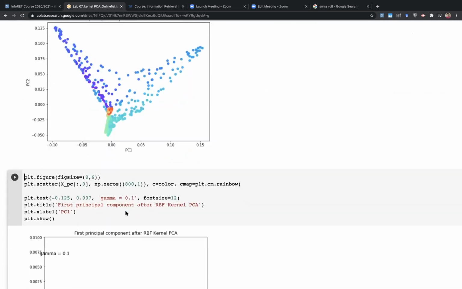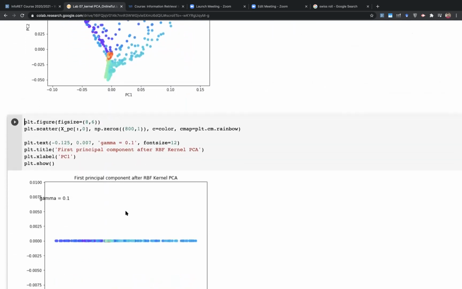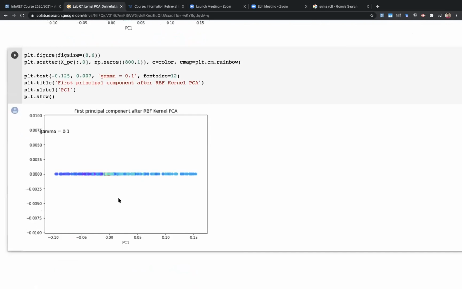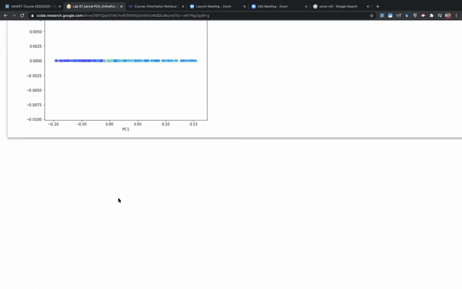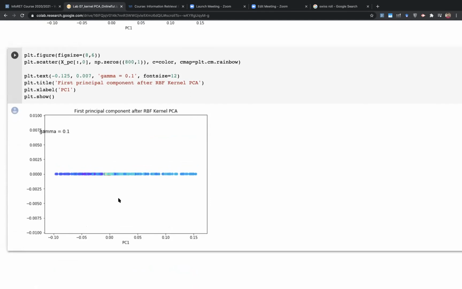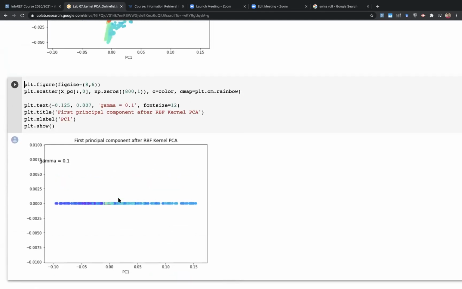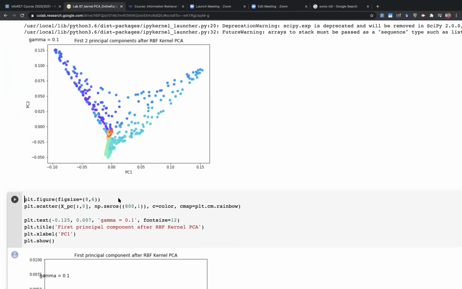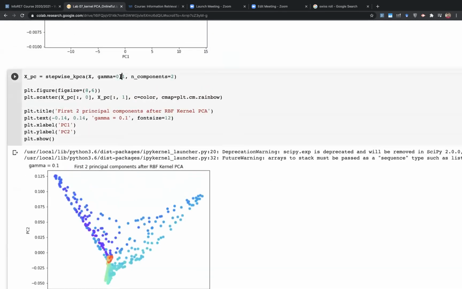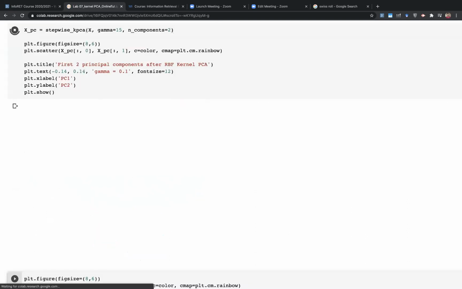So now we want to plot the first principal component, and we see that our RBF kernel has failed. That's really bad, right? We didn't want it to fail. You might say that maybe it's because of gamma equal to 0.1. If you choose the golden value of gamma, 15, which always seems to work, it might work. Let's see.